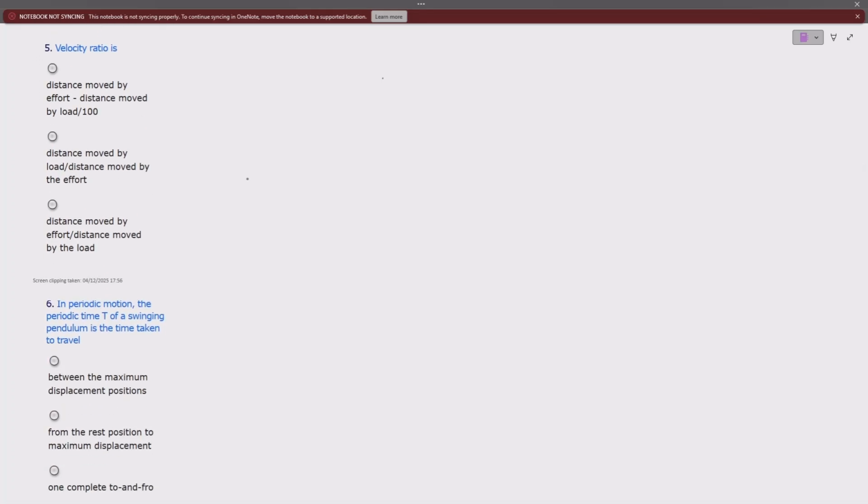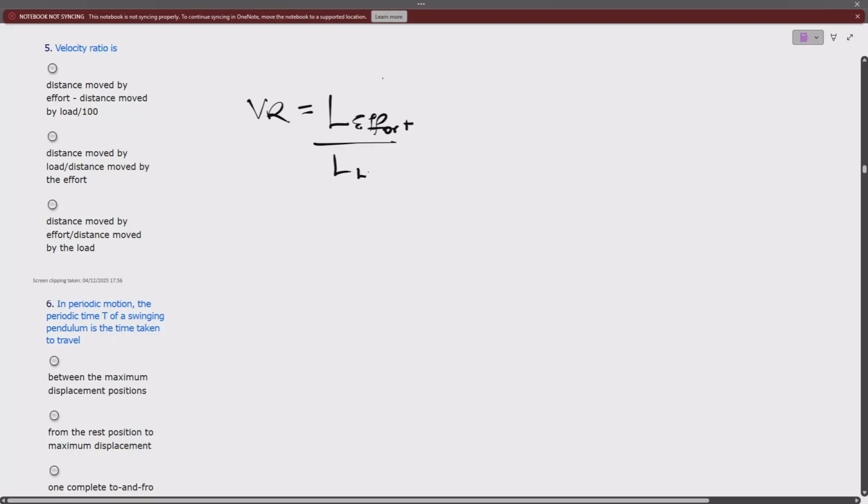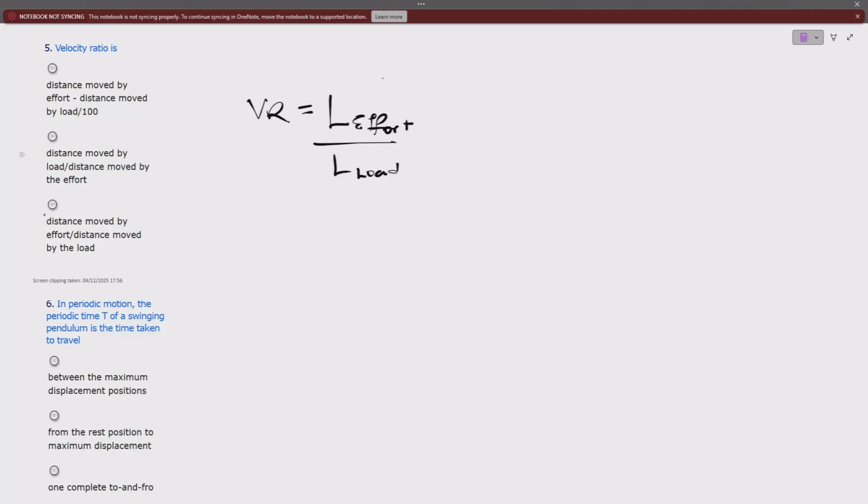Number 5. Velocity ratio, VR. Straight away, the velocity ratio is the distance moved by the effort over the distance moved by the load. That's the formula for velocity ratio. So distance moved by the effort divided by distance moved by the load. That is the answer.